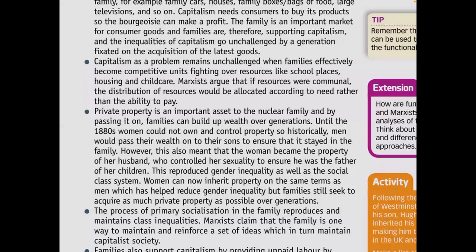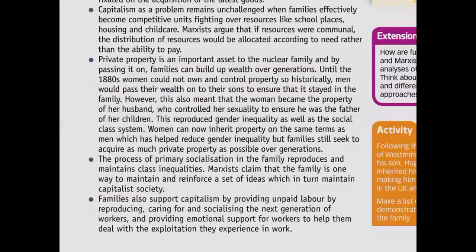Another thing they're talking about is private property. Private property is an important asset to the nuclear family, and by passing it on, families can build wealth over generations. Until the 1880s, women could not own and control property, so historically, men would pass their wealth on to their sons. However, this also meant that a woman became the property of her husband, who controlled her sexuality to ensure he was the father of her children. This reproduced gender inequality as well as the social class system. Women can now inherit property, but on the same terms as men, which has helped reduce gender inequality. But families still seek to acquire as much private property as possible over generations.